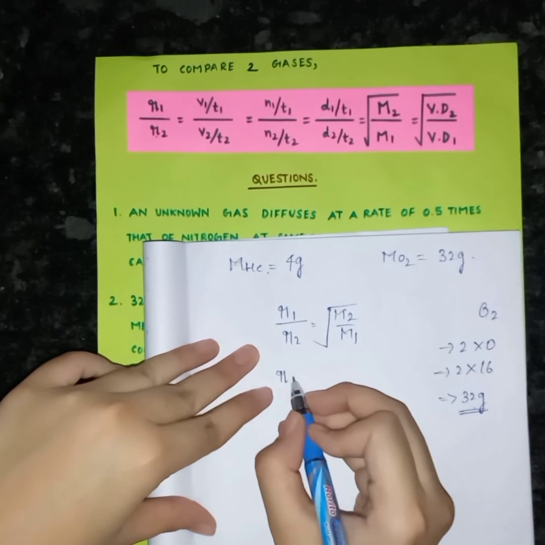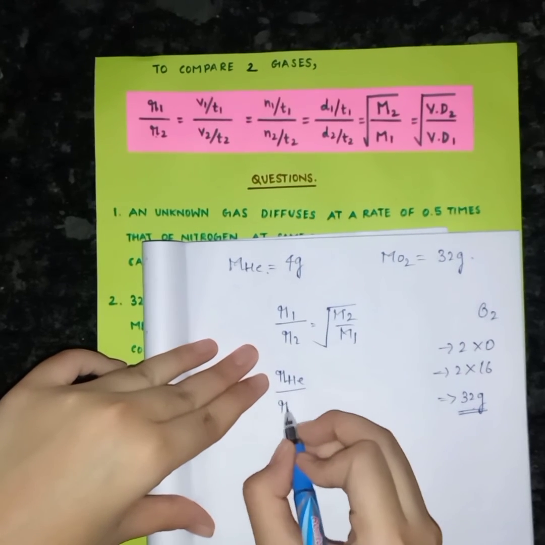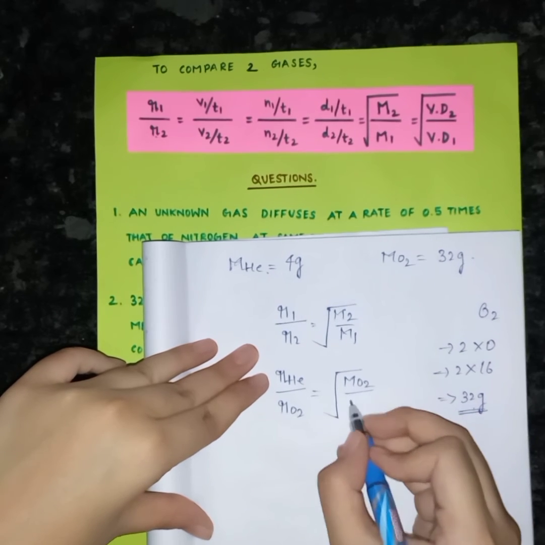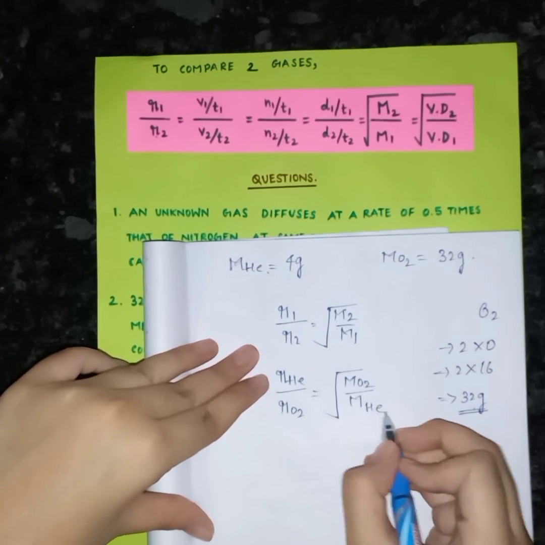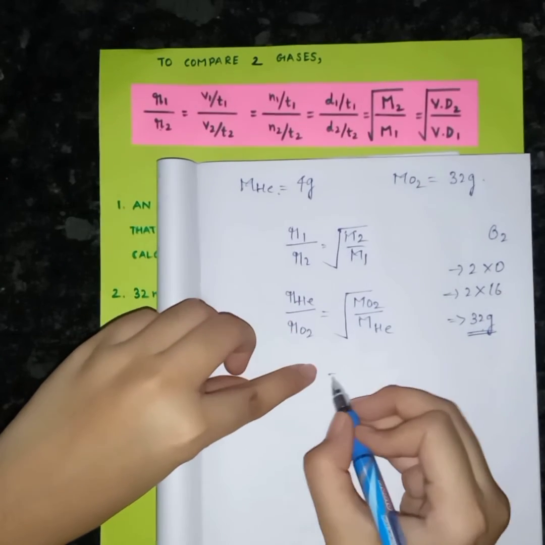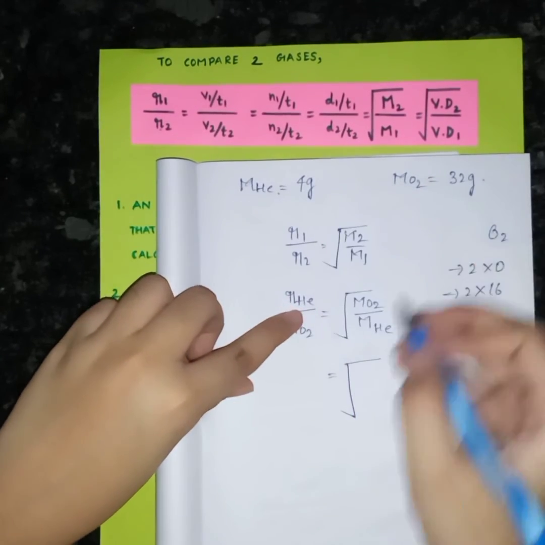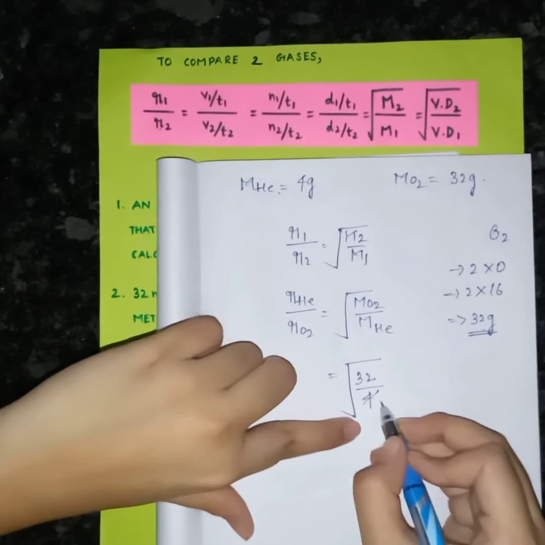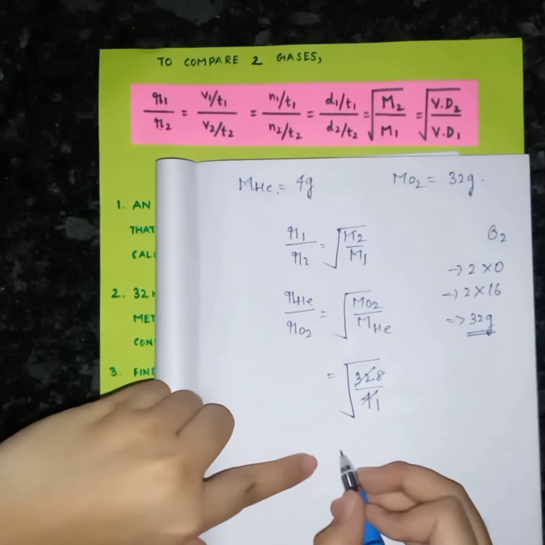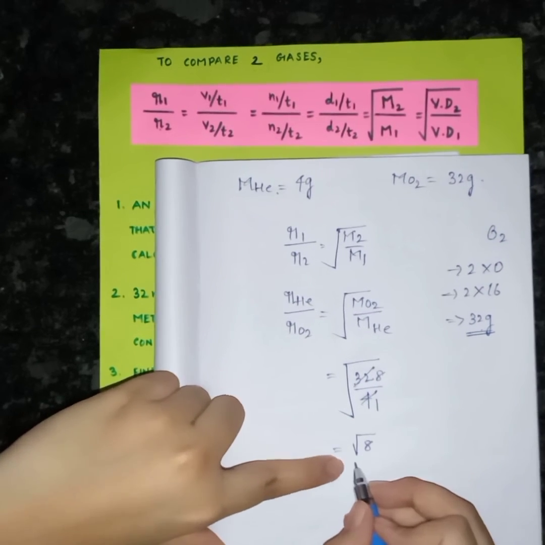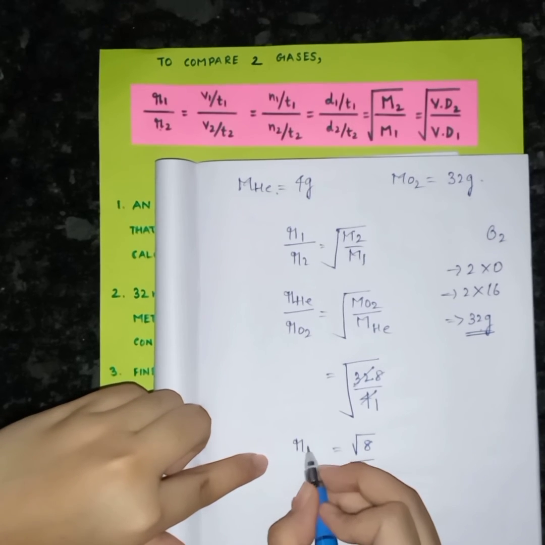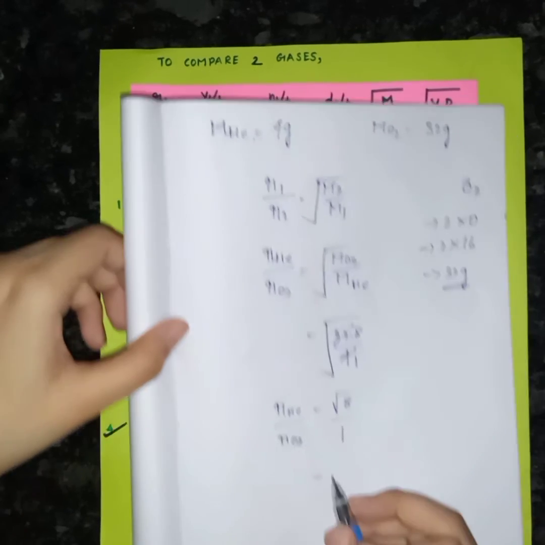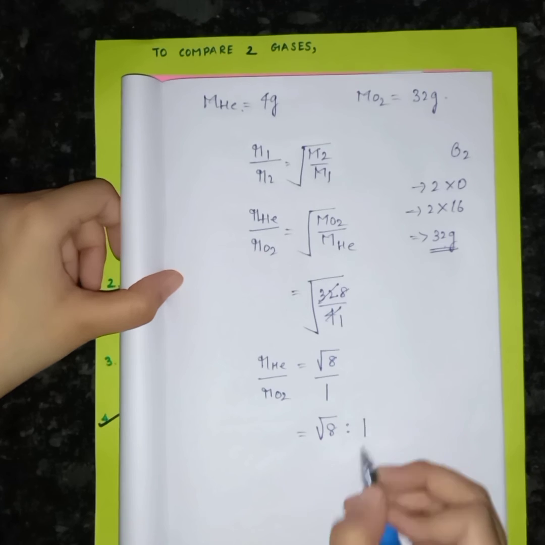Here, rate of diffusion of helium divided by rate of diffusion of oxygen is equal to root of molecular weight of oxygen divided by molecular weight of helium. What is the molecular weight of oxygen? It is 32. What is the molecular weight of helium? It is 4 gram. So 4 1s are and 8s are. So root 8 divided by 1. Therefore, the ratio is root 8 is to 1.